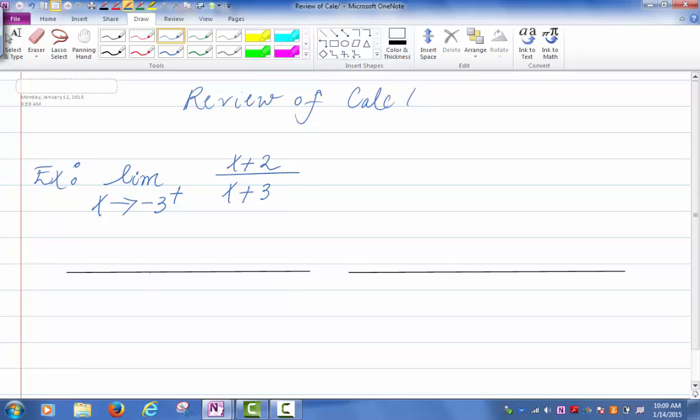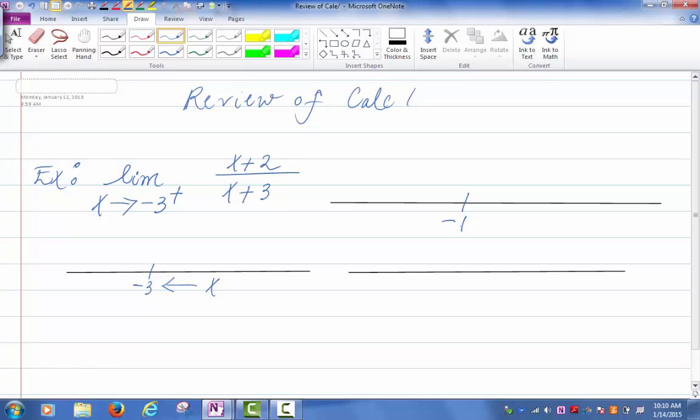So let's say here is -3, and x is approaching -3 from the right side of -3, right? That's the meaning of plus. So I have this, that x is going to -3. And let's see what's happening to the numerator and the denominator separately, okay? So what's going on with the numerator? Here I'm graphing x plus 2, right? So is it clear that x plus 2 will be approaching -1?